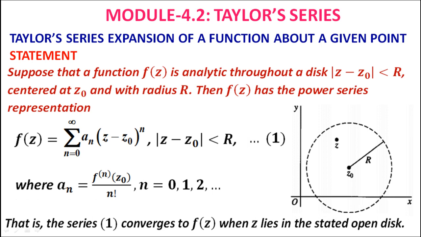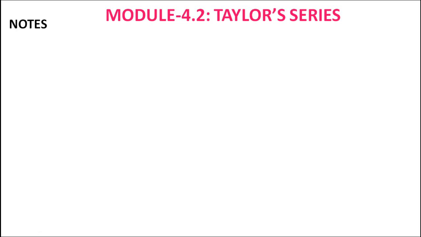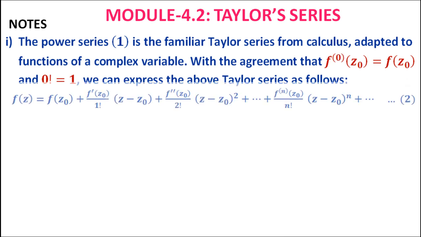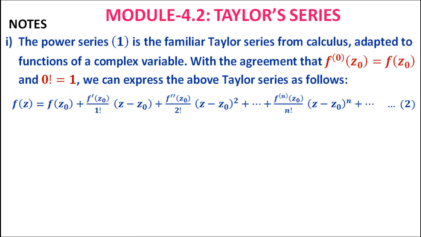Now we will learn some important notes on this Taylor series. The power series 1 is the familiar Taylor series from calculus adapted to functions of a complex variable, with the agreement that the 0th derivative of f at z naught is equal to f of z naught and 0 factorial is equal to 1. Then we can express the above Taylor series as follows. f of z is equal to f of z naught plus f dash of z naught by 1 factorial times (z minus z naught) plus f double dash of z naught by 2 factorial times (z minus z naught) whole squared, plus and so on, the nth derivative of f at z naught by n factorial times (z minus z naught) to the power of n, and so on.